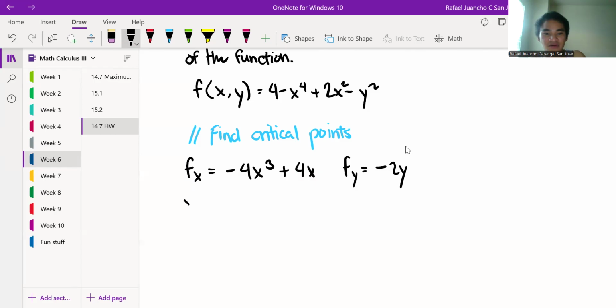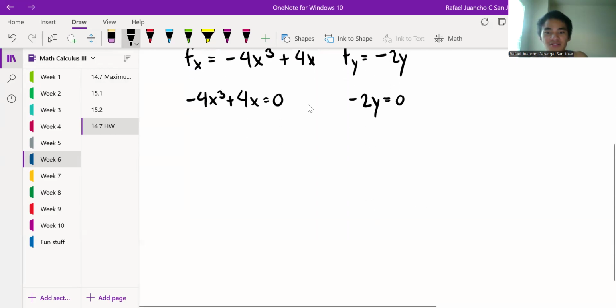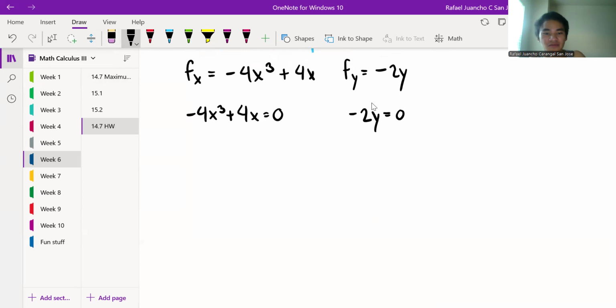And then from there, we plug them in to 0. We equate them to 0, right? Because we want to find critical points of x and critical points of y. So here we just divide that by 4. So we can factor out that 4, right? And so we actually just get x cubed minus x. Here we got y equals 0.